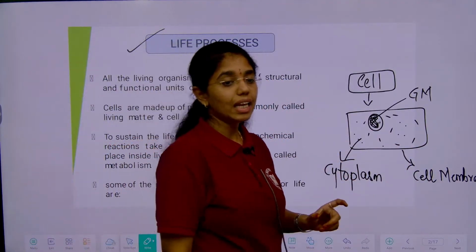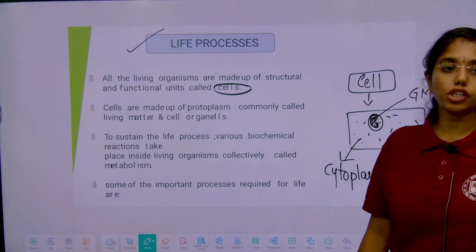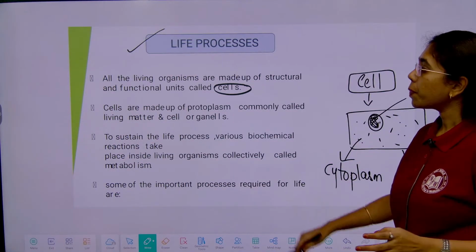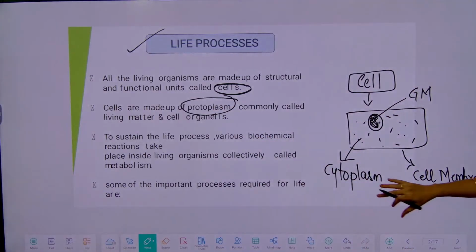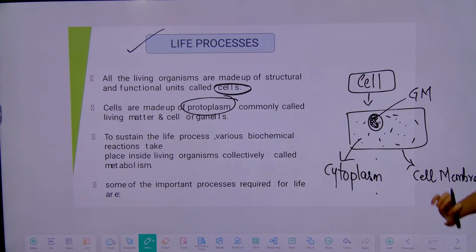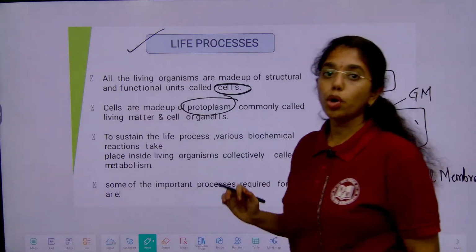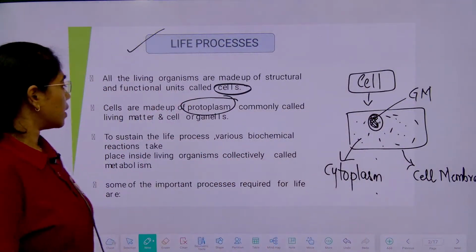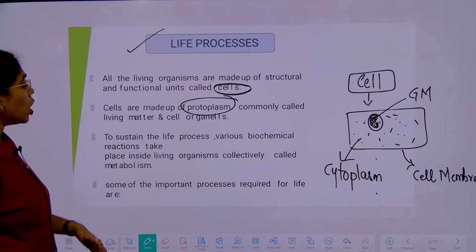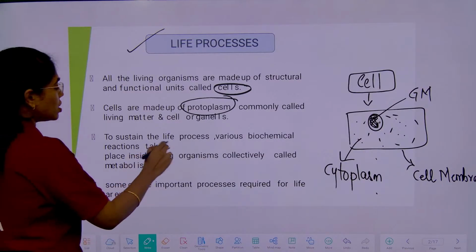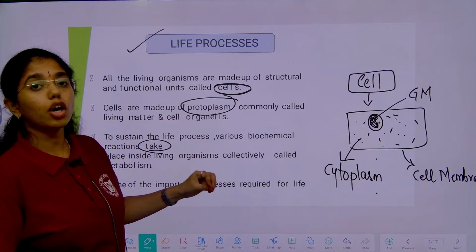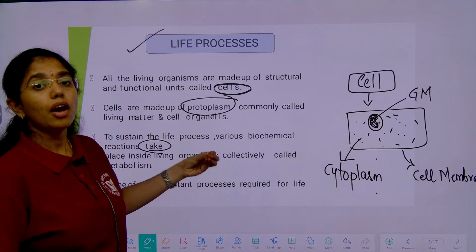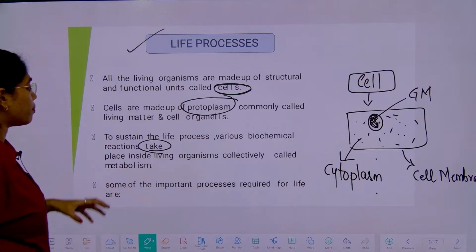Such cell is structurally and functionally independent. Cells are made up of protoplasm. Protoplasm is nothing but cytoplasm along with the genetic material. To sustain the life processes, various biochemical reactions take place. All the biochemical reactions which occur in a coordinated manner will take place in the life processes.